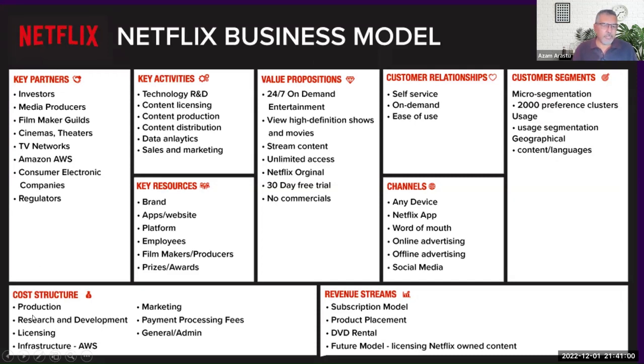In terms of cost structure, it'll be production costs, R&D, licensing, marketing, etc. Similarly, for revenue, we are going to go with a subscription model, and a product replacement model and DVD rentals. That DVD rental business is gone now, but that is how Netflix originally started. So this is how they put the major business elements together, and then you go into more details.